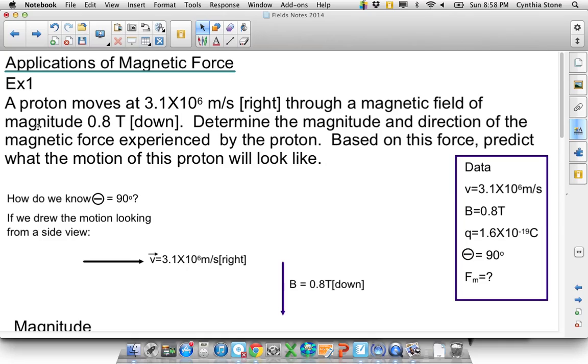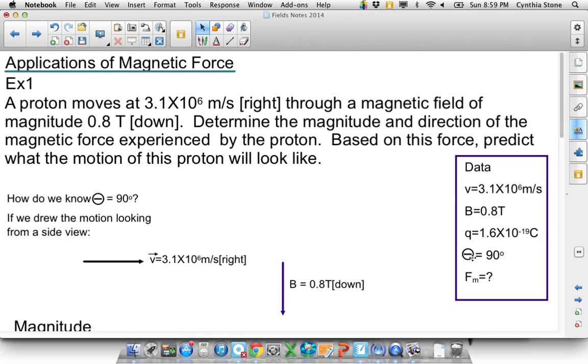Let's look at an example. A proton moves at that fast speed through a magnetic field of magnitude, and I gave it a direction, 0.8 Teslas down. Determine the magnitude and direction of the magnetic force experienced by that proton. Based on the force, predict what the motion of the proton will look like. Okay, we'll start with magnitude. So this is the information we know. I said theta is 90 degrees.